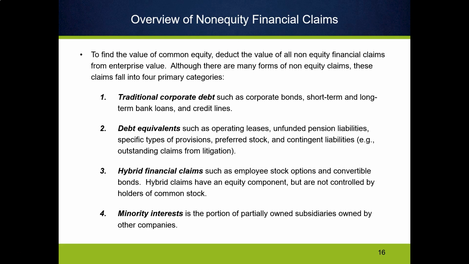And then minority interest is the portion of a subsidiary that's owned by other companies. So I own 10% of my subsidiary, a different company owns 10% of my subsidiary. That is technically a claim on my asset, and so I have to list that as a claim.